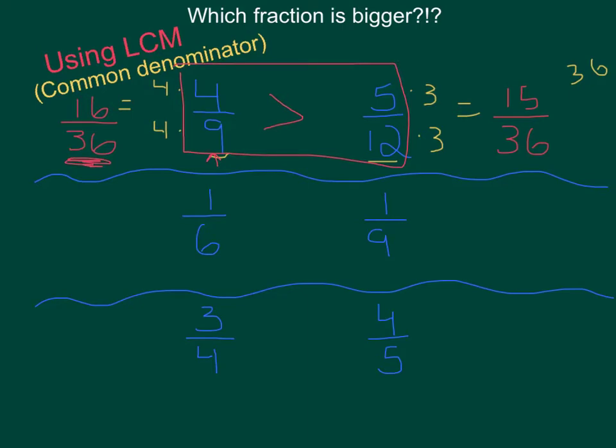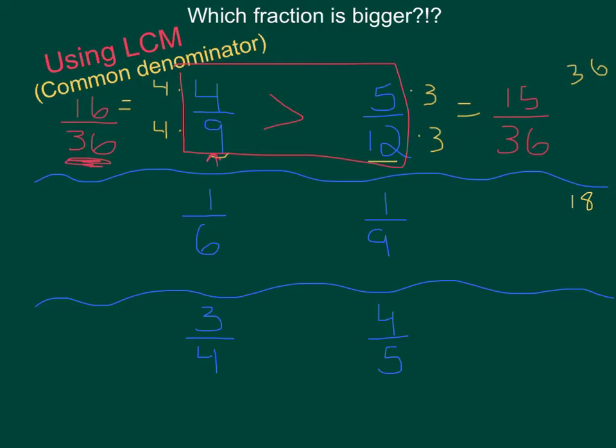The second one should be fairly obvious which one is larger and which one is smaller because they both have the numerator of 1. However, let's still practice getting a common denominator. So let's think of multiples of 6. It goes 6 and then 12, 18, and then I'm going to stop because I know that 9 also goes into 18. So this time 18 is my least common multiple.